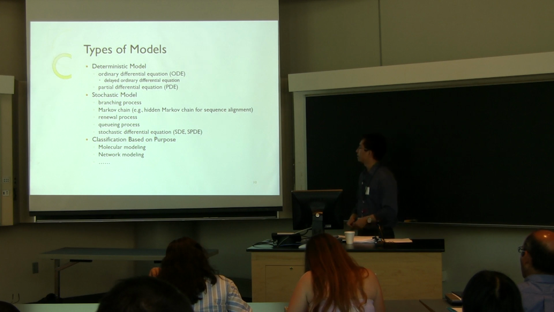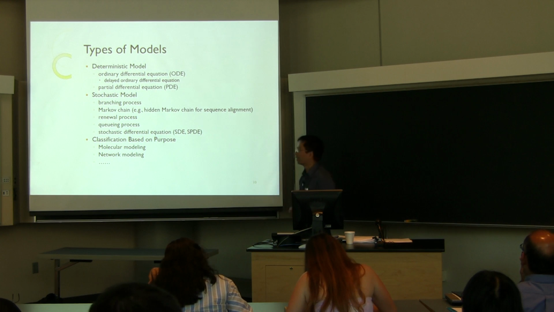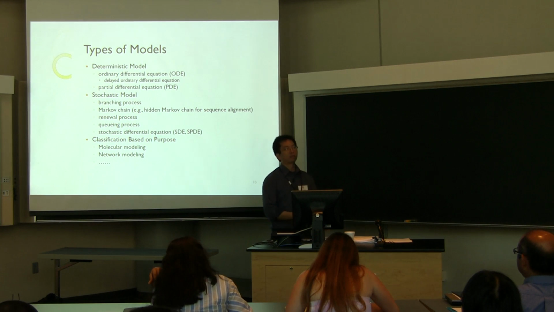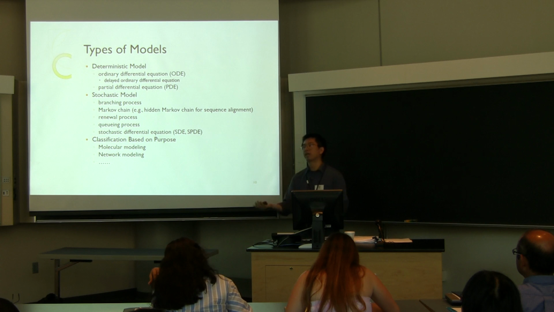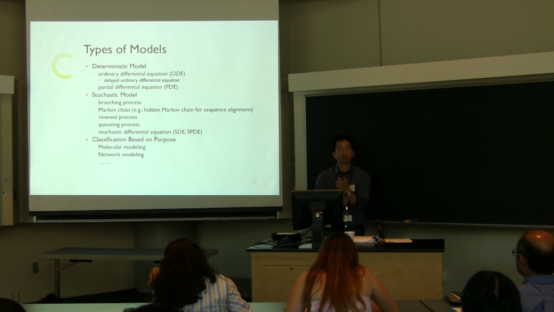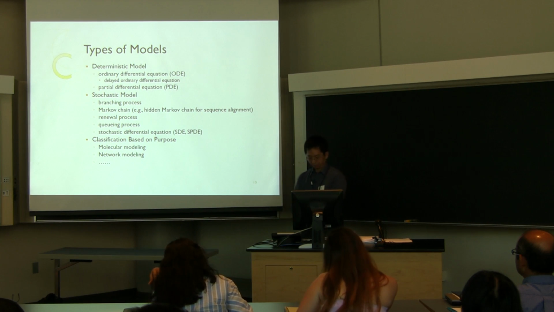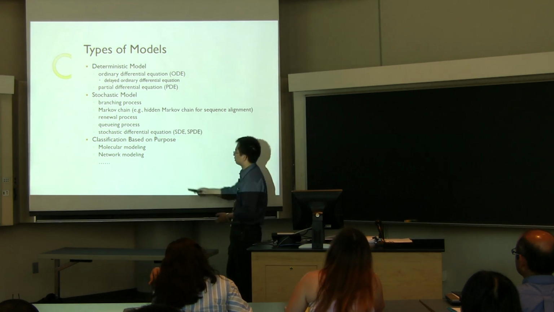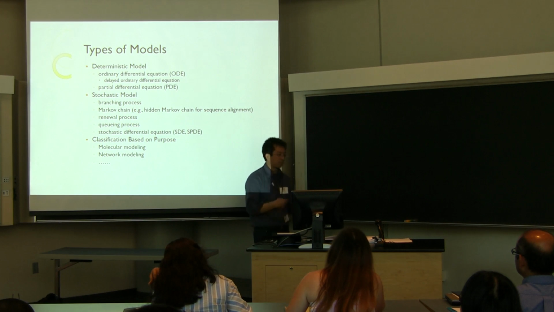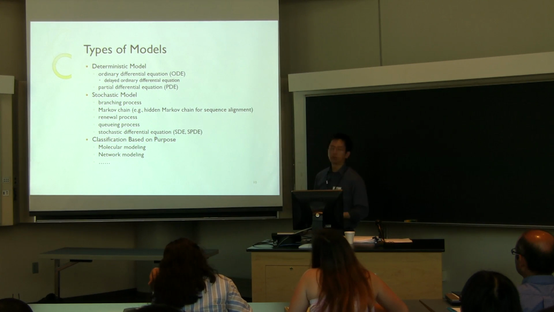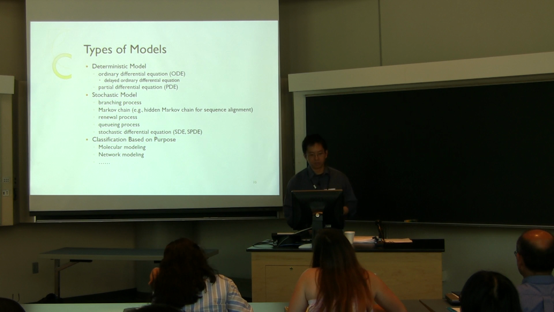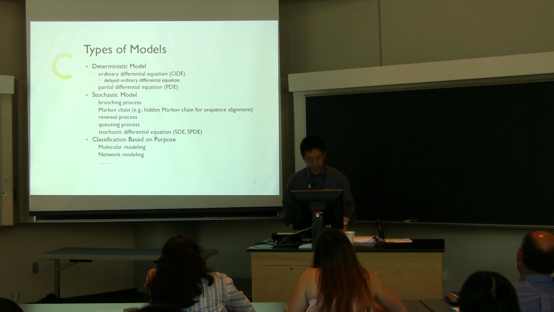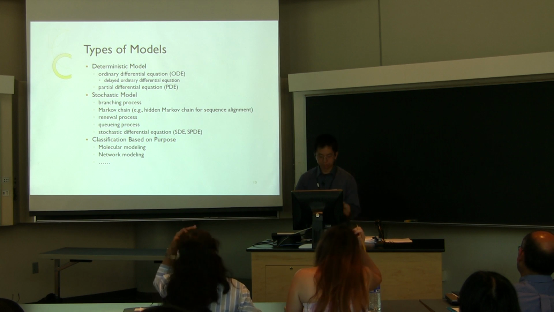The last one is that you can also classify models based on your purpose. For example, if I want to do molecular modeling, I can just use molecular dynamics. I can also use quantum mechanics if I really want the accuracy. Also, I can use different models to do network modeling, for example a Boolean network, Bayesian network, Rancher model, ODE. Of course, you can use ODE to model a network. So depending on purpose, you can use different types of models. That would be too much to actually go through.